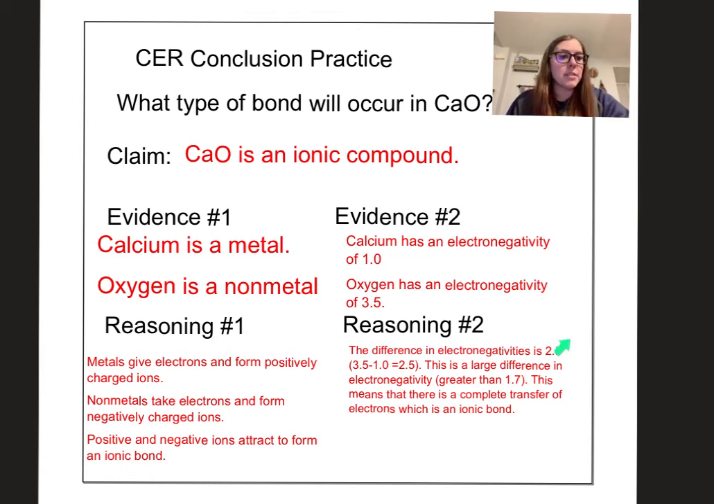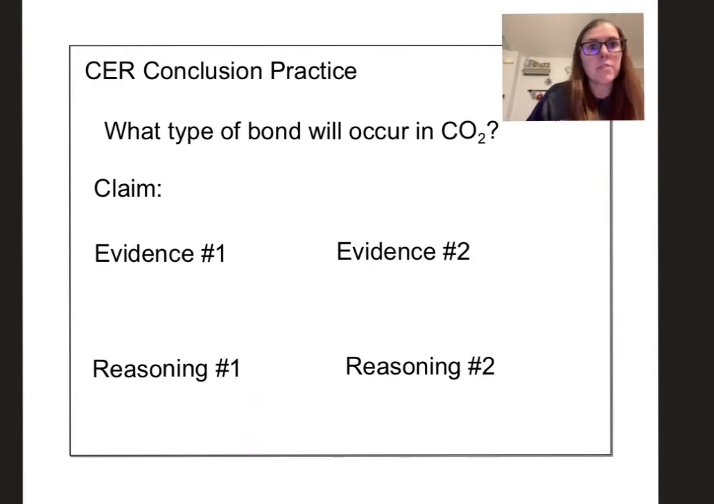Now we explain why it's important. The difference in electronegativities is 2.5, so big minus small gives me 2.5. This is a large difference in electronegativity, bigger than that 1.7 threshold. This means that there is a complete transfer of electrons, which is an ionic bond. Okay, so here's an example for you to refer to of if the claim is ionic versus the claim being covalent. Okay, here's what we're going to do.